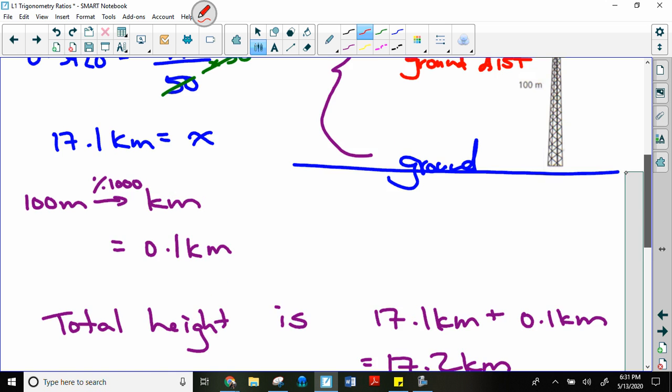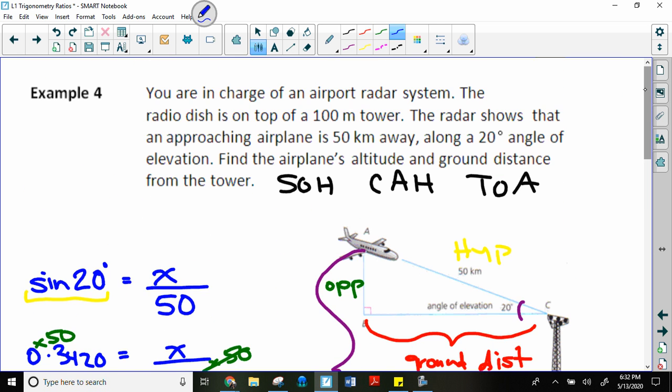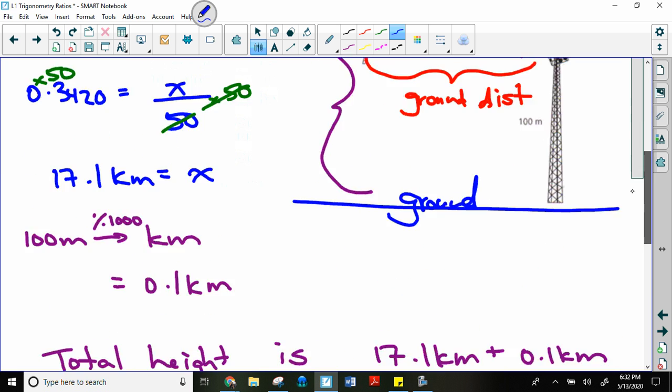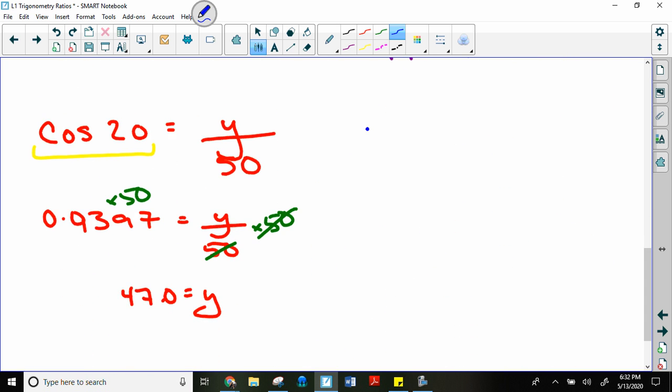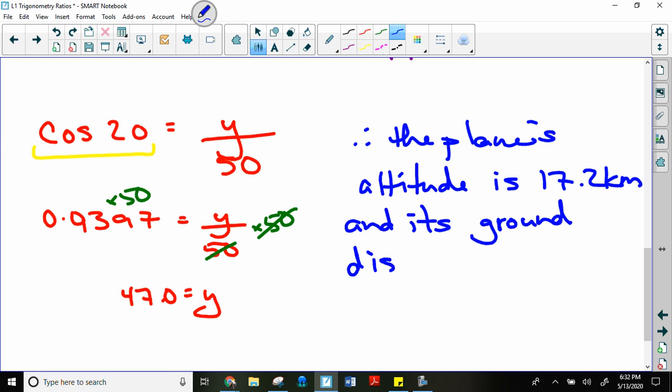So therefore, the plane's altitude is 17.2 kilometers, and its ground distance is 47.0 kilometers. Nice.